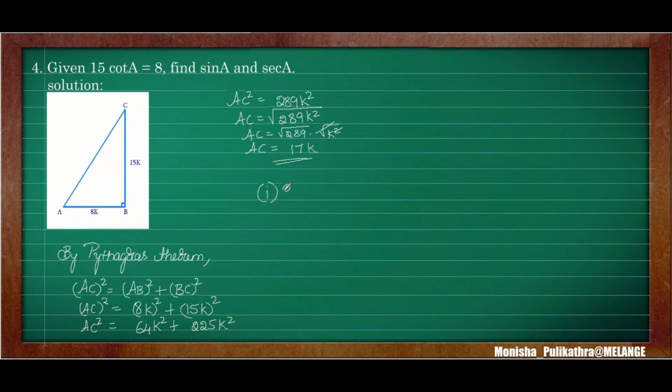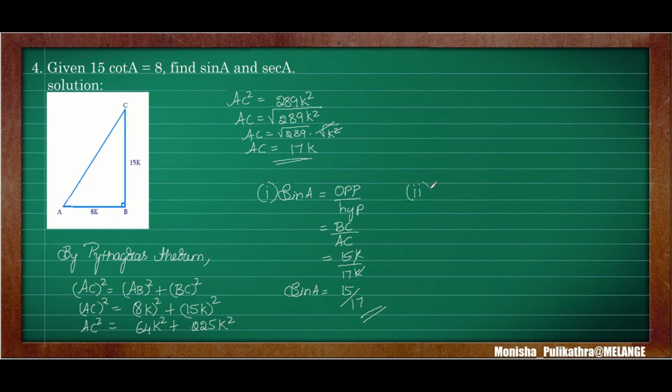First one is sin A. Sin A, the ratio is opposite by hypotenuse. So the angle will be at the A position, and opposite to this will be the opposite side. So BC is the opposite side, divided by the hypotenuse, which is AC. So BC is 15k by AC is 17k. The k's get cancelled. Therefore, sin A is equal to 15 by 17.